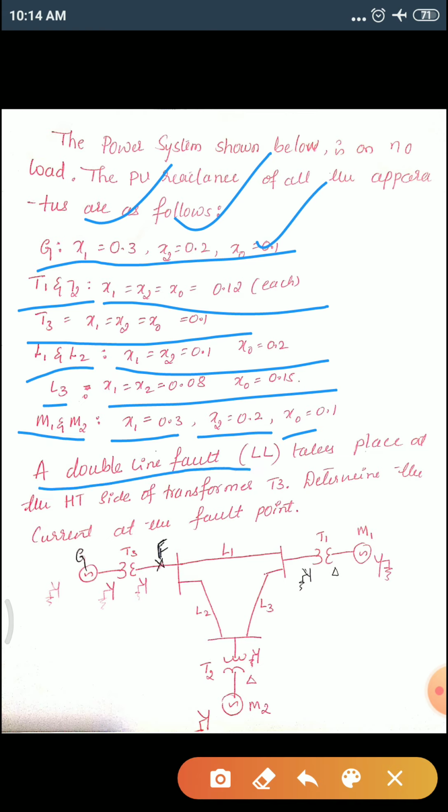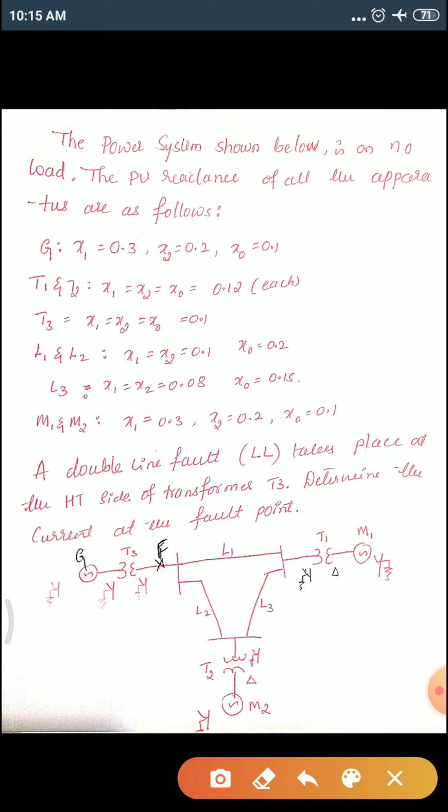Which fault has occurred? A double line fault has occurred. This is nothing but an LL, line to line fault, that takes place at the HV side of transformer 3. Right here the fault occurs at the HV side of the transformer. Determine the current at the fault point. You need to calculate the fault current at this point.